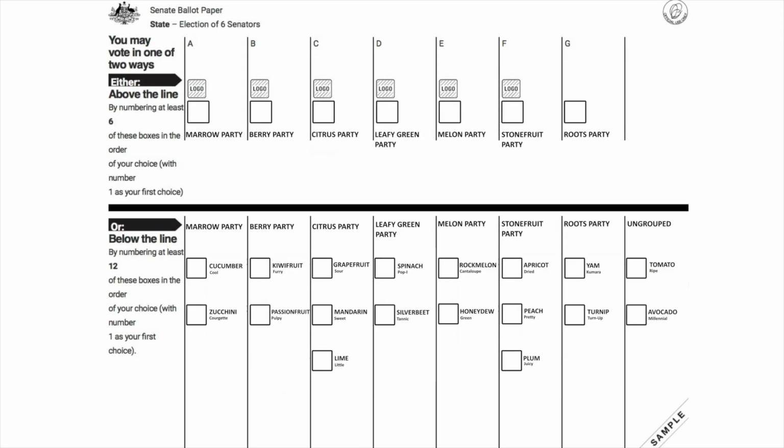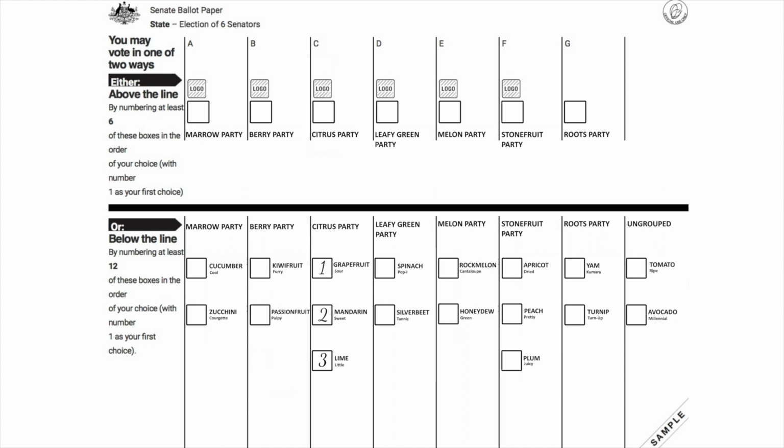So on this example, if I'm filling out below the line, which we're going to go through first, and then we'll do the above the line option second. If I'm going to fill out below the line, I'm going to go ahead and just number 1, 2, and 3 down next to grapefruit, mandarin, and lime. So they're my first 3 preferences. My stone fruit party was actually my second preference in the lower house. And then I could go 4, 5, 6 down the stone fruit party.